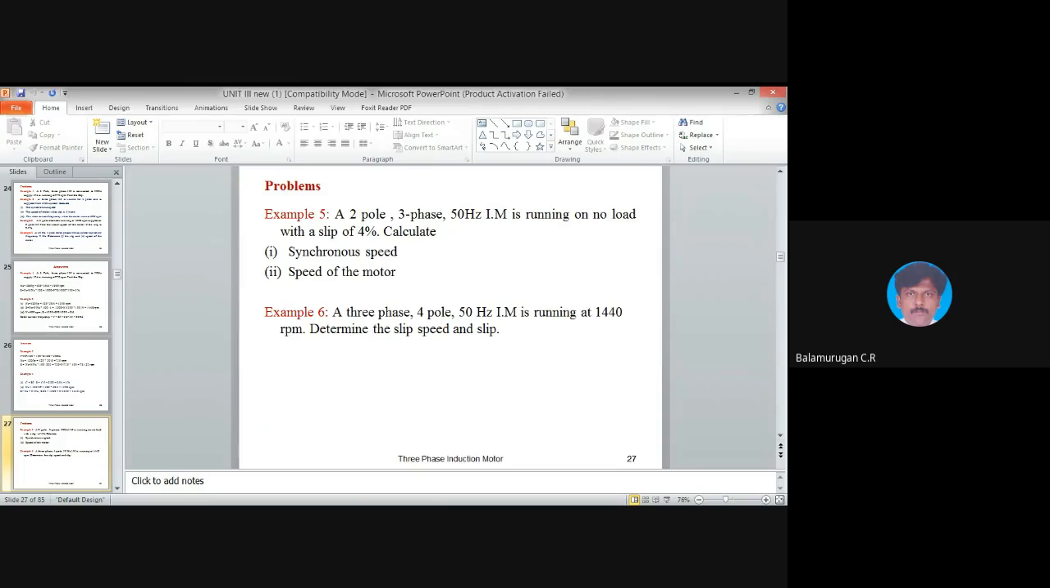So we'll replace this voltage equation in terms of flux. If you represent it in terms of flux, phi x equal to phi m sin omega t, phi y equal to phi m sin omega t minus 120, and phi z equal to phi m sin omega t minus 240.